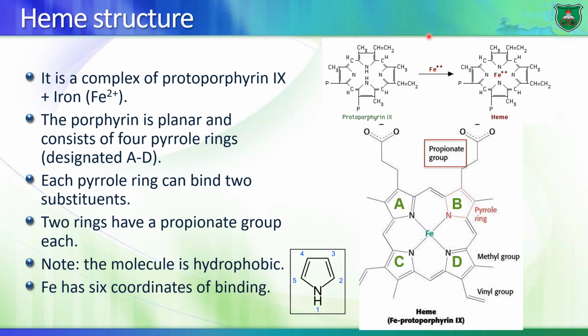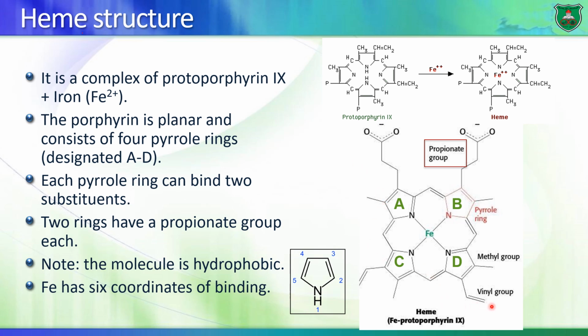So basically, heme is a protoporphyrin molecule with a conjugated iron as a prosthetic group. And iron has to be in the ferrous state in order for heme to be active. Now the porphyrin again is planar. It consists of 4 pyrrole rings and they're designated as A, B, C, and D. Now each ring contains 2 substituents.